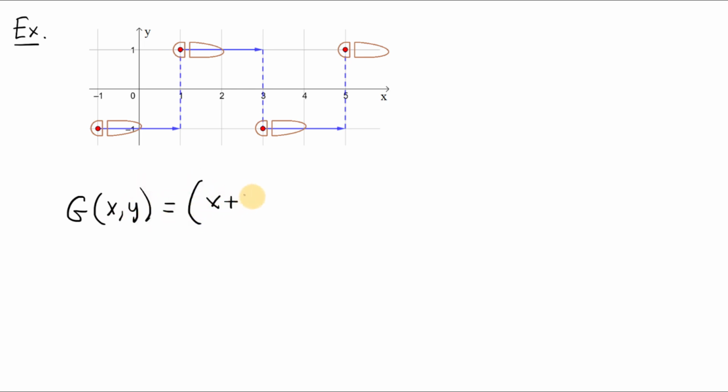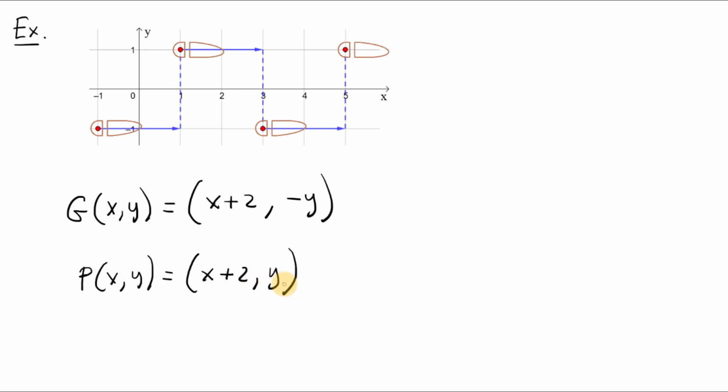So you take (x + 2, -y). So you see that the y coordinate is mirrored and the x coordinate is translated 2 steps to the right. So this is a combination of the translation and the mirroring. So this is a combination of this mapping and this mapping. So if you combine these two, you will get that one. And that's the next thing we want to talk about, how to combine mappings.